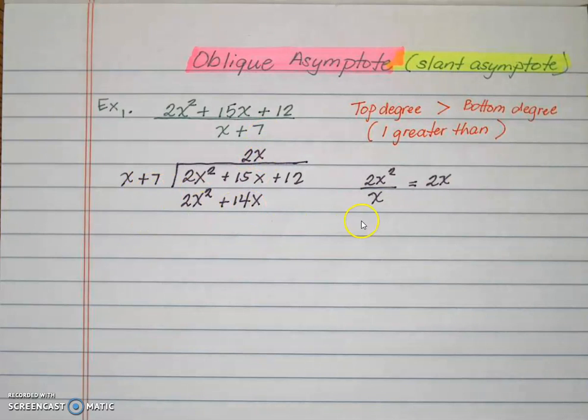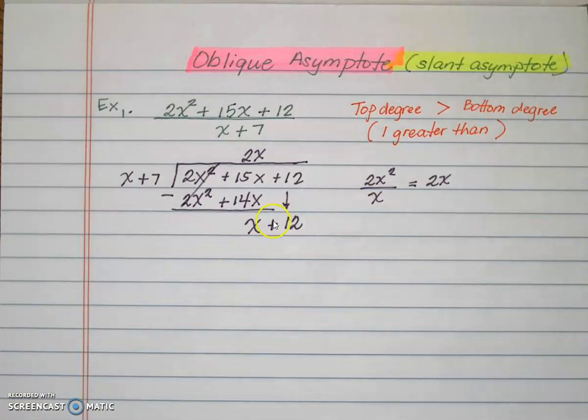And then you're going to subtract. All right, so 2x squared minus 2x squared is 0, and then 15x minus 14x is 1x. Understand that in front of this x is a coefficient of 1, which I'm not required to put, but is understood to be there. After this process, you're going to bring down the positive 12.